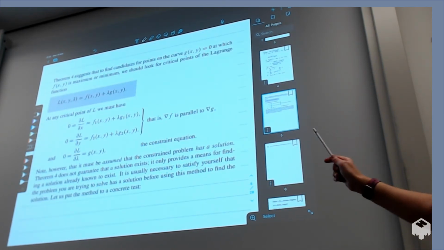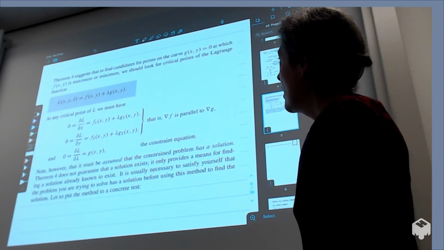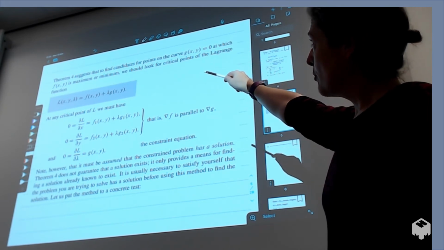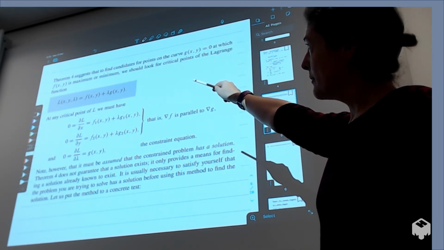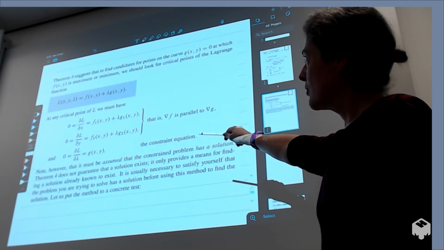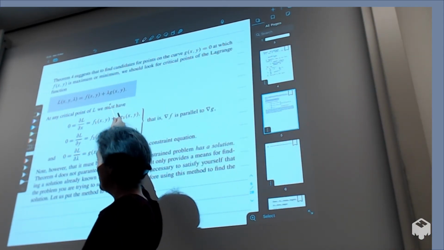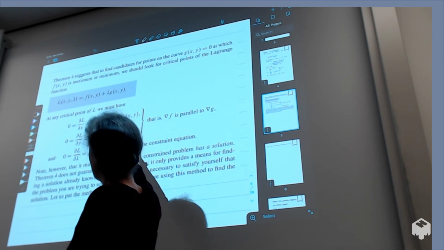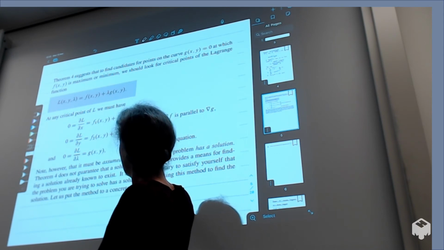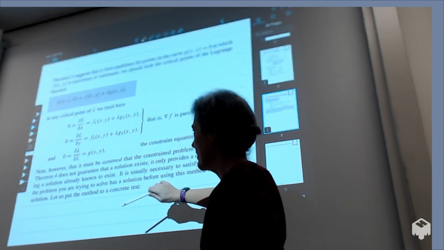Here is the summary of the method based on this proof. To find candidates for points on the curve at which our function is a maximum or minimum, we look for critical points of the Lagrange function. Okay, that's basically what we're doing. So we form our Lagrangian, and we look at the critical points. We find the critical points by doing that.